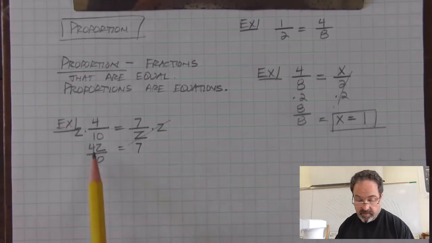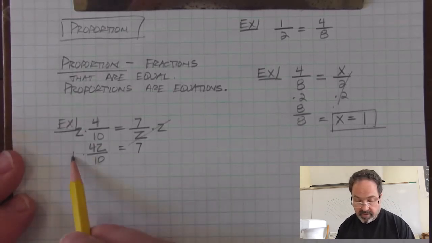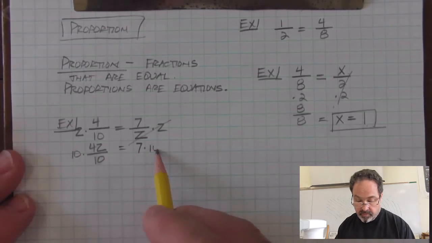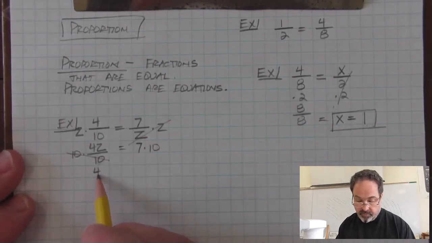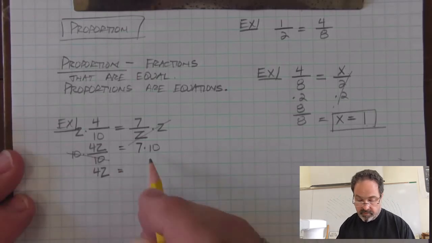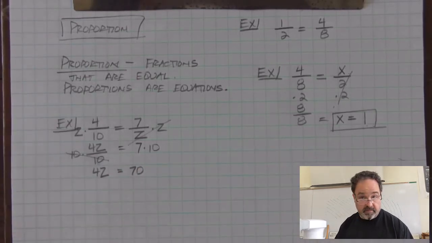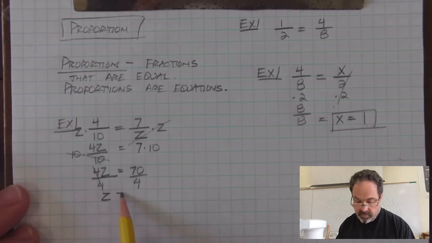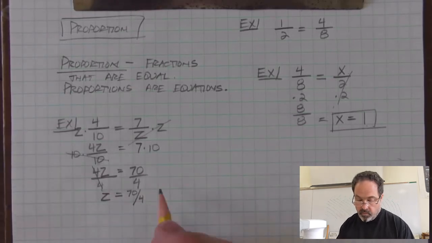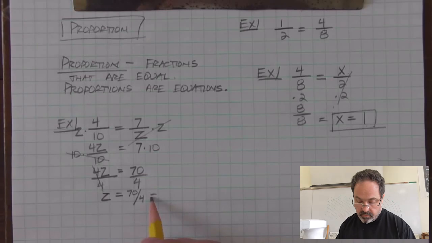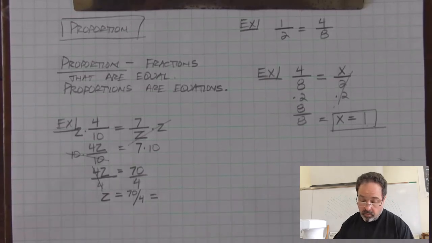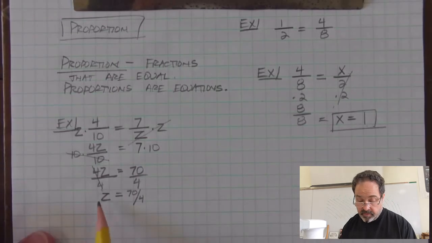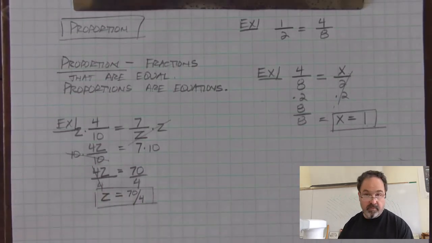In the next step of getting z by itself, I'm going to multiply both sides by 10 to undo this division by 10. When I do, it cancels out, leaving 4z, and on the other side, 7 times 10 is 70. Last step to get z by itself, I'm going to divide both sides by 4, and I will get z is equal to 70 quarters. We can reduce, or, because it'll become a mixed number, that fraction is a fine answer.